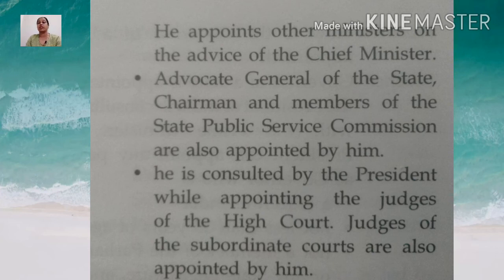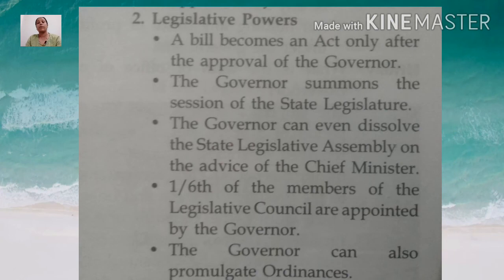Now legislative powers, what are the legislative powers the governor has? A bill becomes an act only after the approval of the governor. Means whatever bill is passed, only when the governor approves that bill will it become law. The governor summons the session of the state legislature. The governor can dissolve the state legislative assembly on the advice of the chief minister. One-sixth of the members of the legislative council are appointed by the governor.